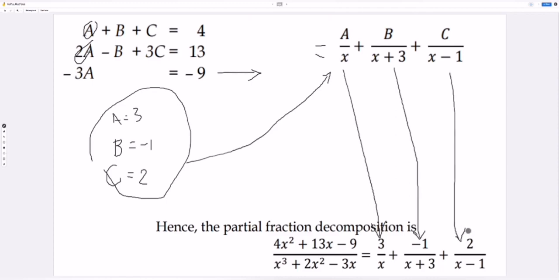So this is it. Therefore, this is our final answer. The partial fraction decomposition of 4x squared plus 13x minus 9 over x cubed plus 2x squared minus 3x is 3 over x minus 1 over x plus 3 plus 2 over x minus 1. So this is our answer.